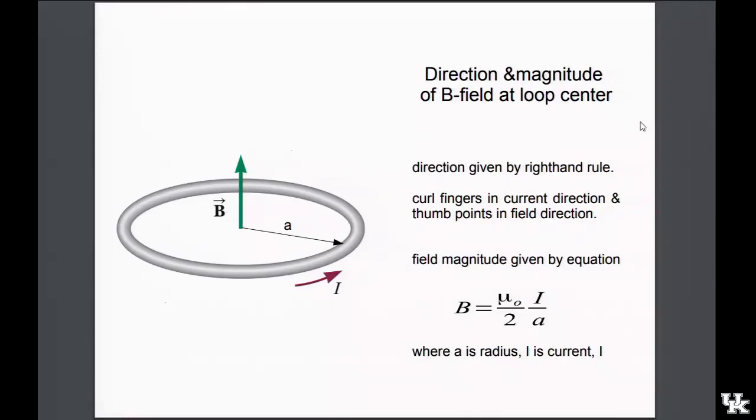My thumb then points in the direction of the field. The field is heading straight upwards. And so that field is related to that current. The direction of that field is related to the direction of that current via this right-hand rule.